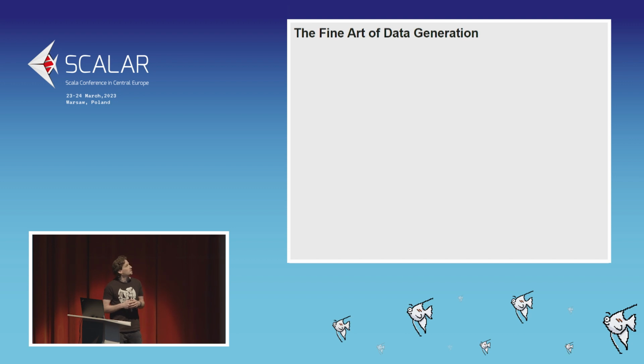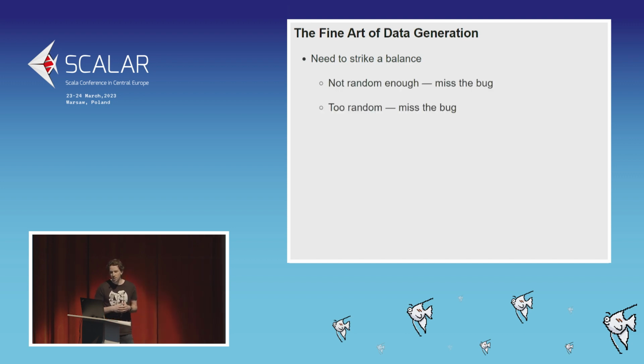So successful property-based testing hinges on the ability to generate good data. What good means is very, very context dependent, but for our purposes, we needed to strike a certain balance where if the data is not random enough, we won't hit our bug because we don't get enough randomness.